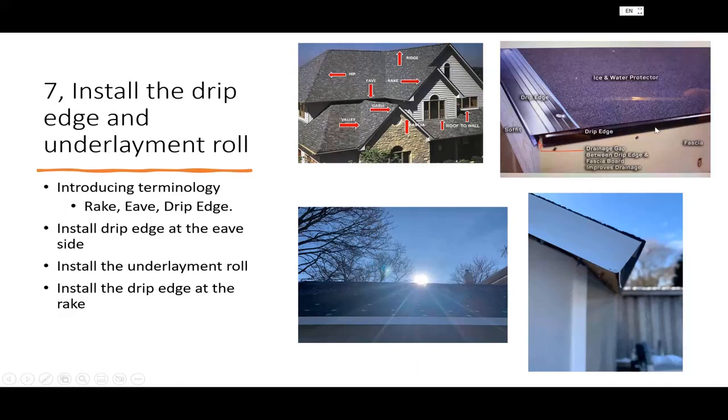So you put the drip edge on the eave side first. See, this is the eave side, step 1. Step 2, you put the underlayment roll, right? So this covers this, and after that you install the drip edge on the rake side. This is the rake side, which is this side. So step 1, this one, then the underlayment roll, and then the drip edge on the rake. Make sure you get the sequence right, okay?